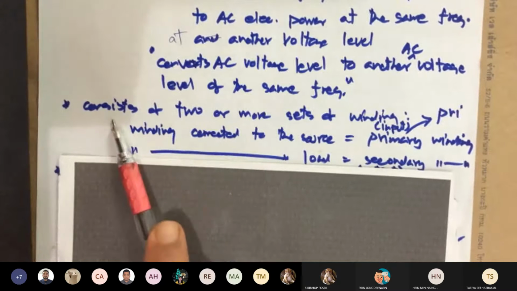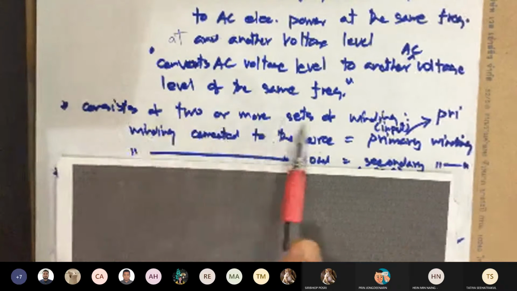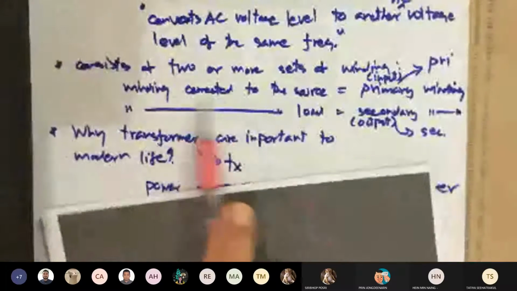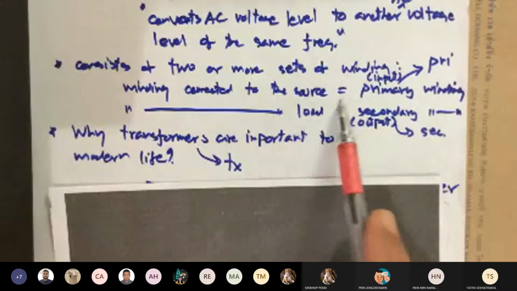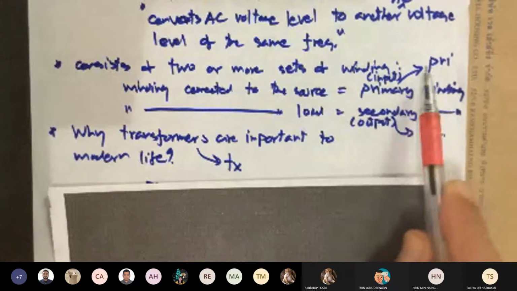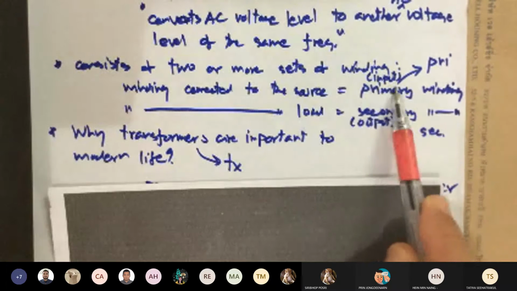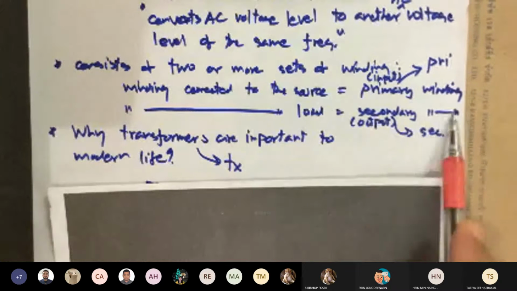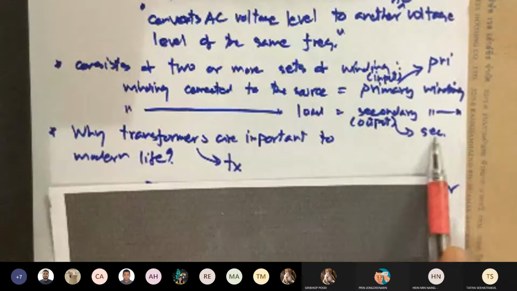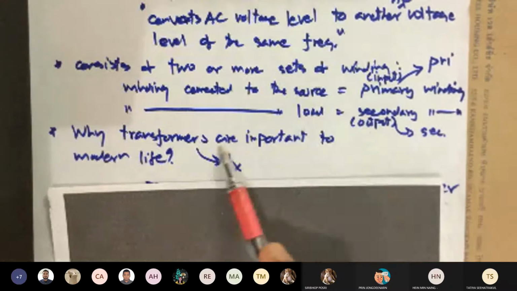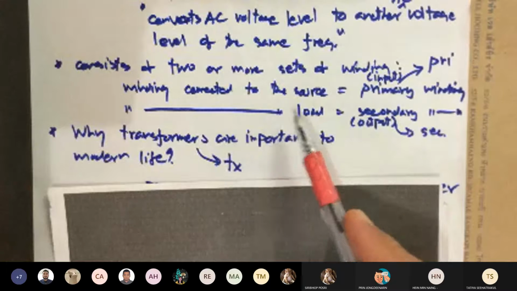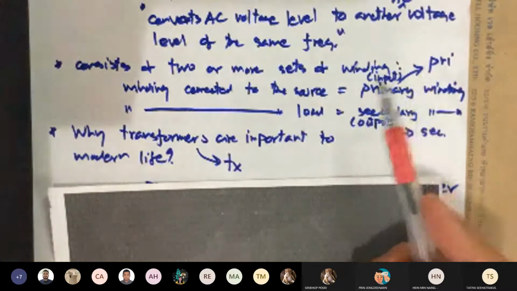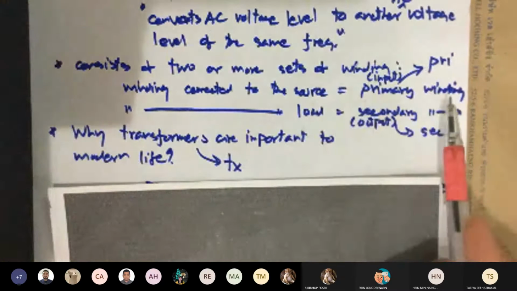Pretty simple. It consists of 2 or more coils or windings. Windings connected to the AC source, we call that the primary winding, PRI for short. This is the input winding. Windings connected to the load are the secondary winding, called the output or SEC winding. Sometimes you have 3, meaning you have 2 sets of winding on the output, but that's not really common. But you can do that. You just call it the tertiary winding or third winding.